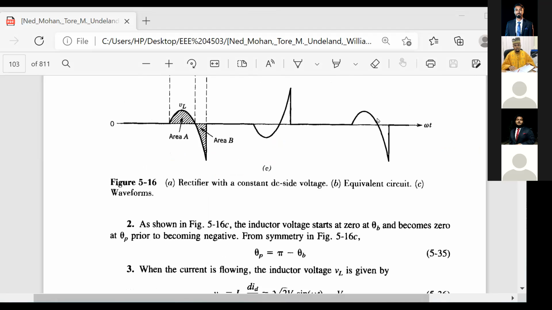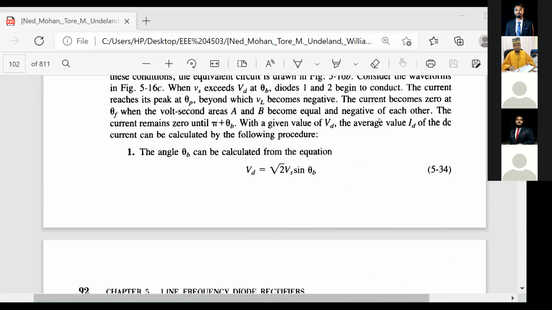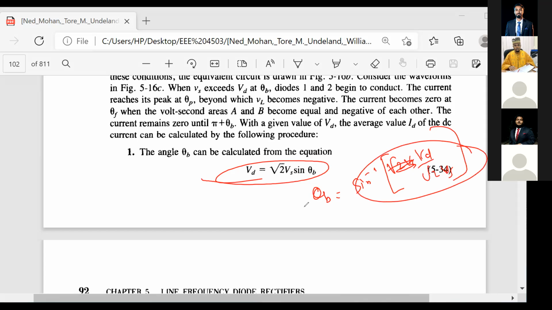Right. Okay, now let us start how to find out the angle of all these things. First of all, as I have already mentioned, from here you can find out theta b will be sine inverse of Vd by root 2 Vs. You can use this equation to find out theta b. That's done.